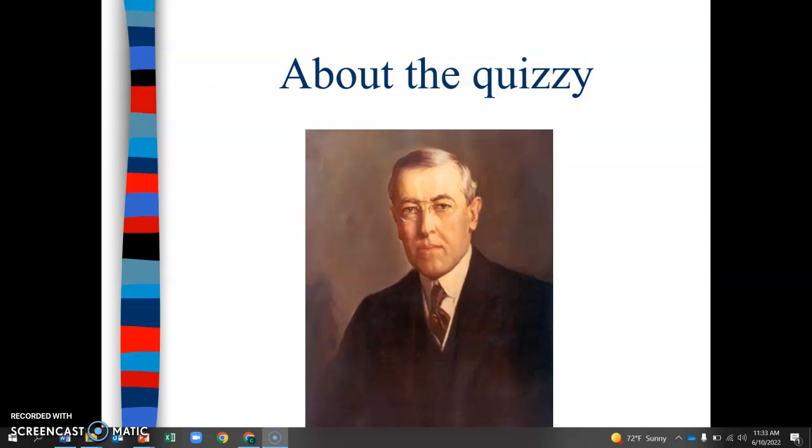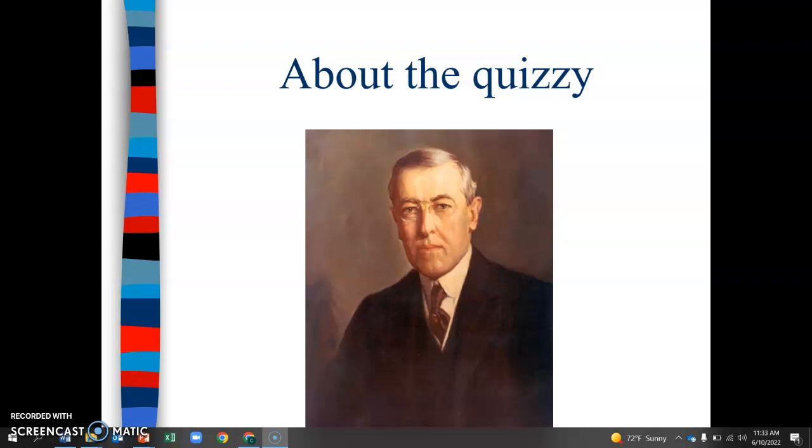A few things about the quiz. The style of the quiz will be primarily multiple choice and then also some open-ended questions, some that will be brief, and then one longer one at the end, just so you have an idea of the style of the quiz.